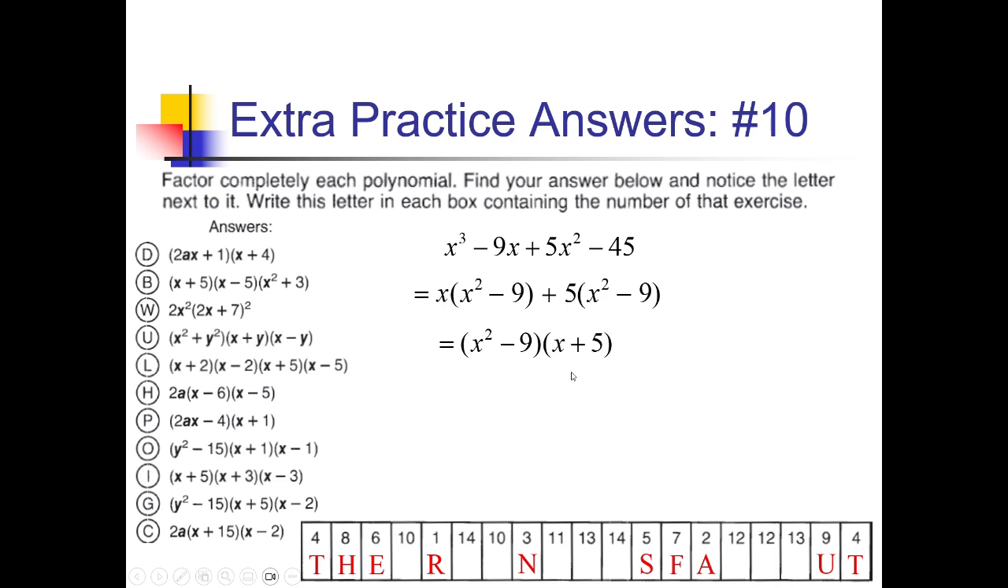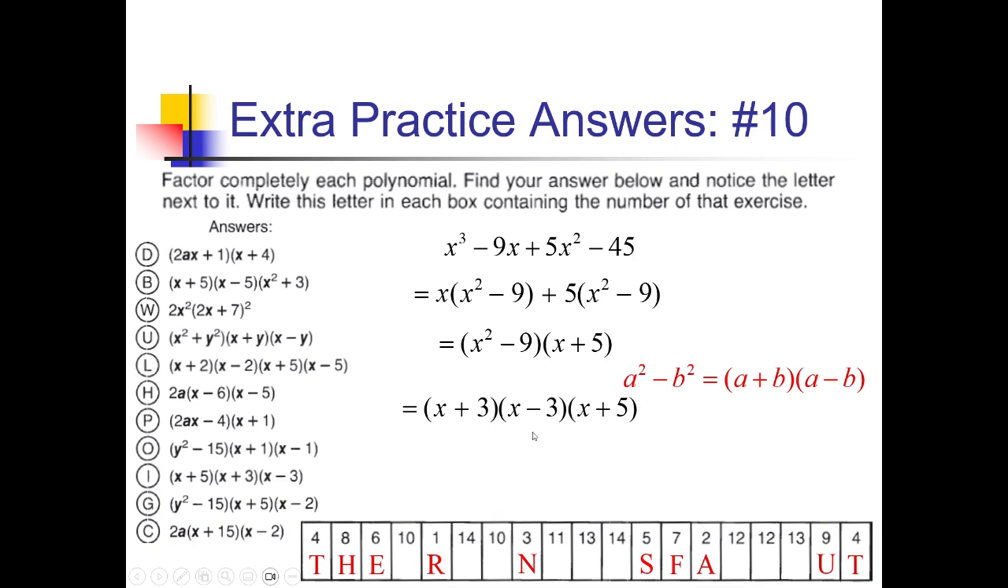Now I'm not quite done. This x squared minus 9, that's the difference of 2 squares. So I can use my a plus b, a minus b shortcut to factor that a little bit further. Taking the square root of x squared, I've got x plus the square root of 9, which is 3. And then I also have x minus 3, a minus b. And then don't forget about this x plus 5 that we got on our last step with the grouping.